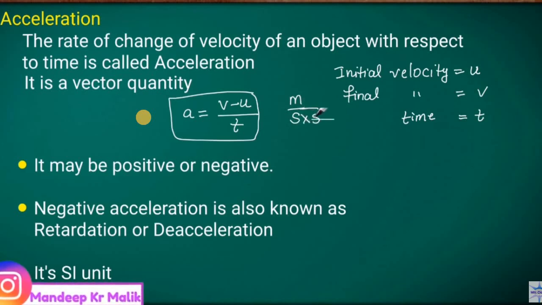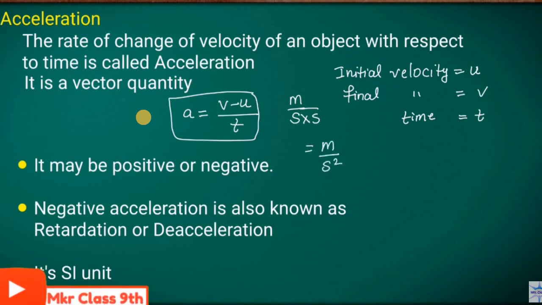So the SI unit of acceleration: v and u both consist of meters, and for the time, it is second square. So the SI unit of acceleration is meter per second square. And acceleration can be measured in meter per second square.